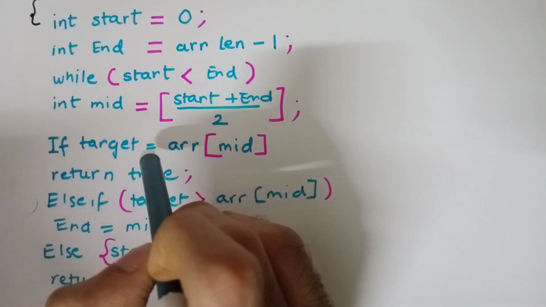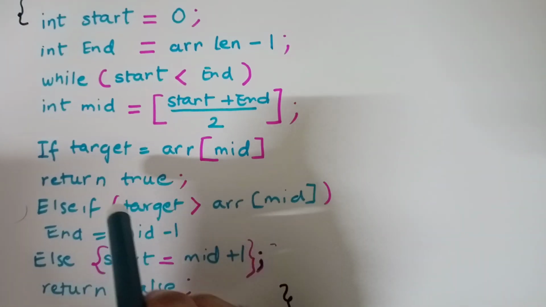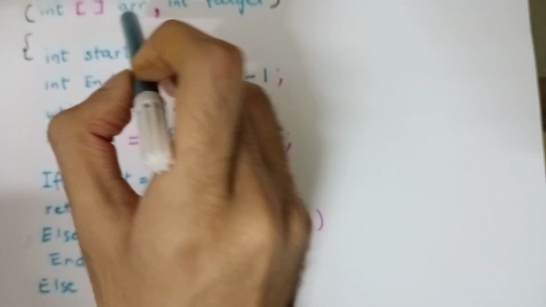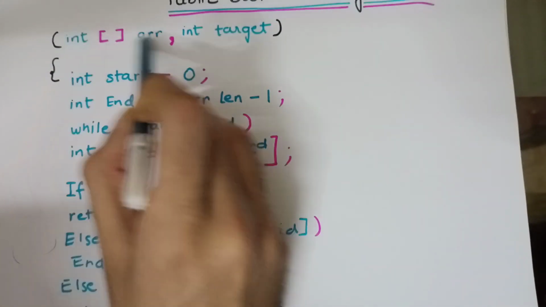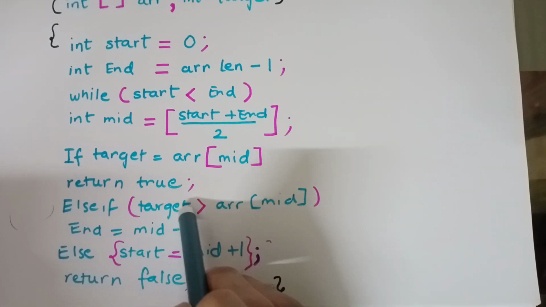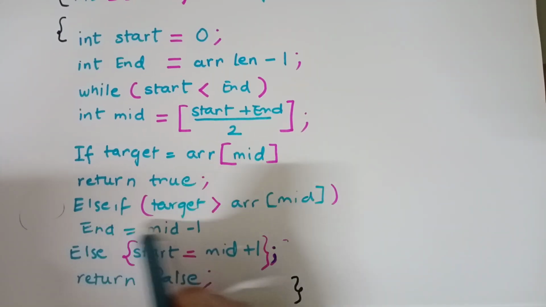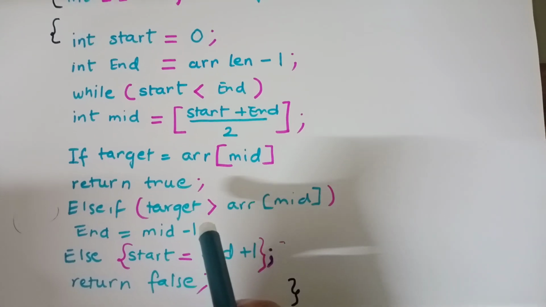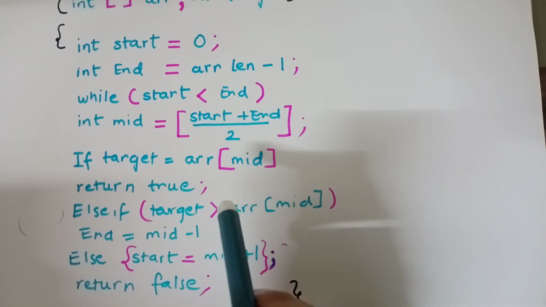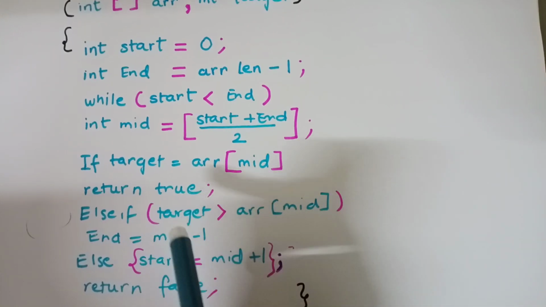If the target turns out to be the middle element, then we return true. That means the target element exists in the array of the type integer. Then if the target, the element that we're looking for, has a value larger than the mid element, we apply the formula end equals mid minus 1. Why is that? All the elements on the right hand side of the mid element will have a value larger than the element that we're looking for.